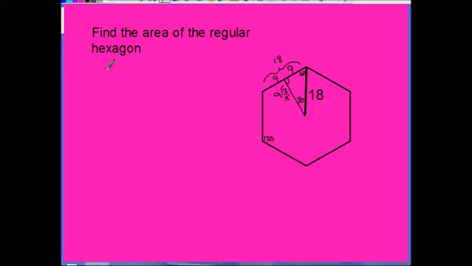So here we go. Our formula: 1/2 the perimeter times the apothem. My perimeter is 6 sides of 18, which is going to give me 108, times my apothem, 9 root 3. Half of 108 is 54. And 54 times 9 root 3 is 486 root 3 square units.